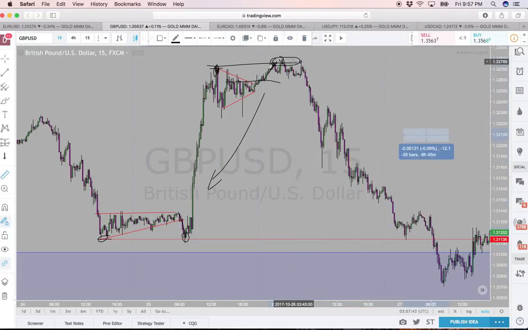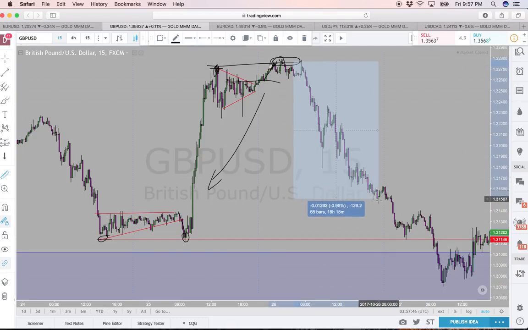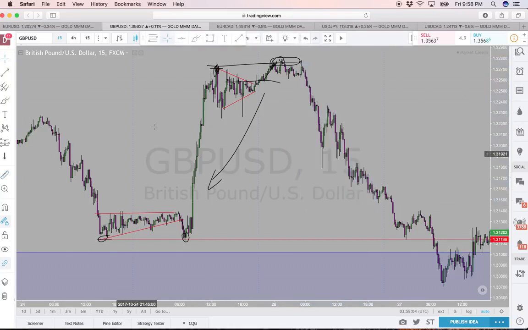But let's say we got out before, right when Asian session started, before the swap, we could have got 120 plus pips. Now, that's just in a few hours, right? That's in 14 hours. Now, that's in back-to-back, okay? One day to the next.